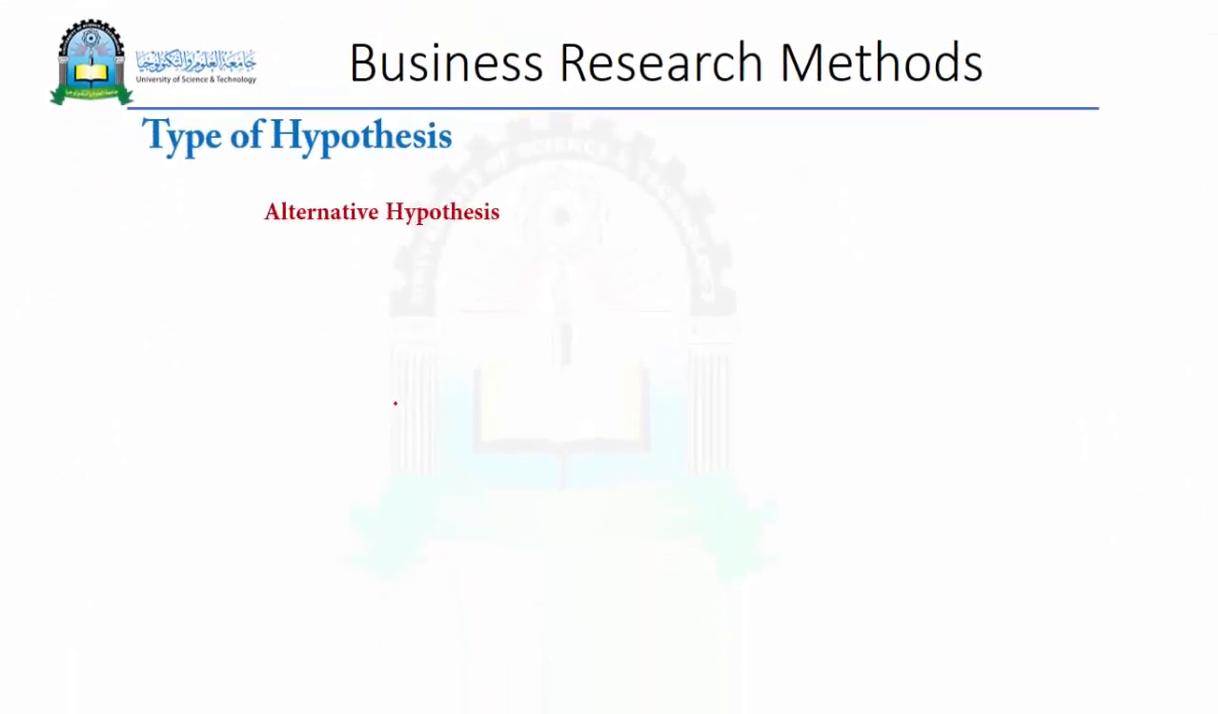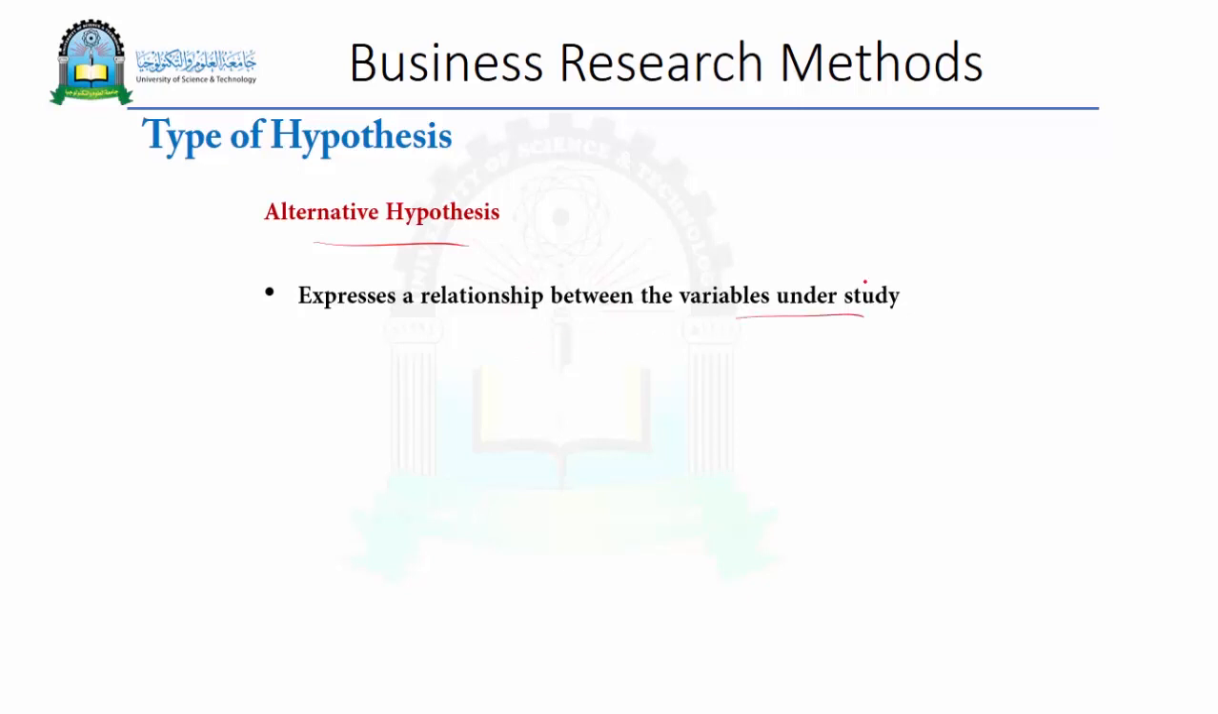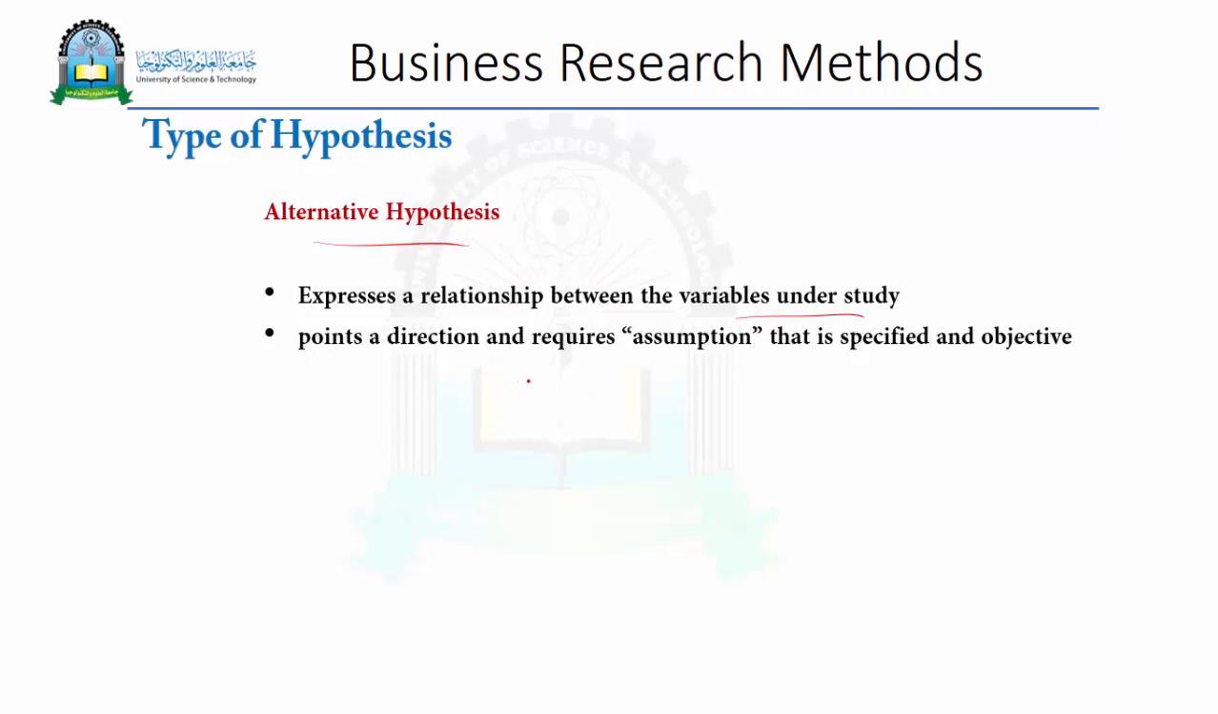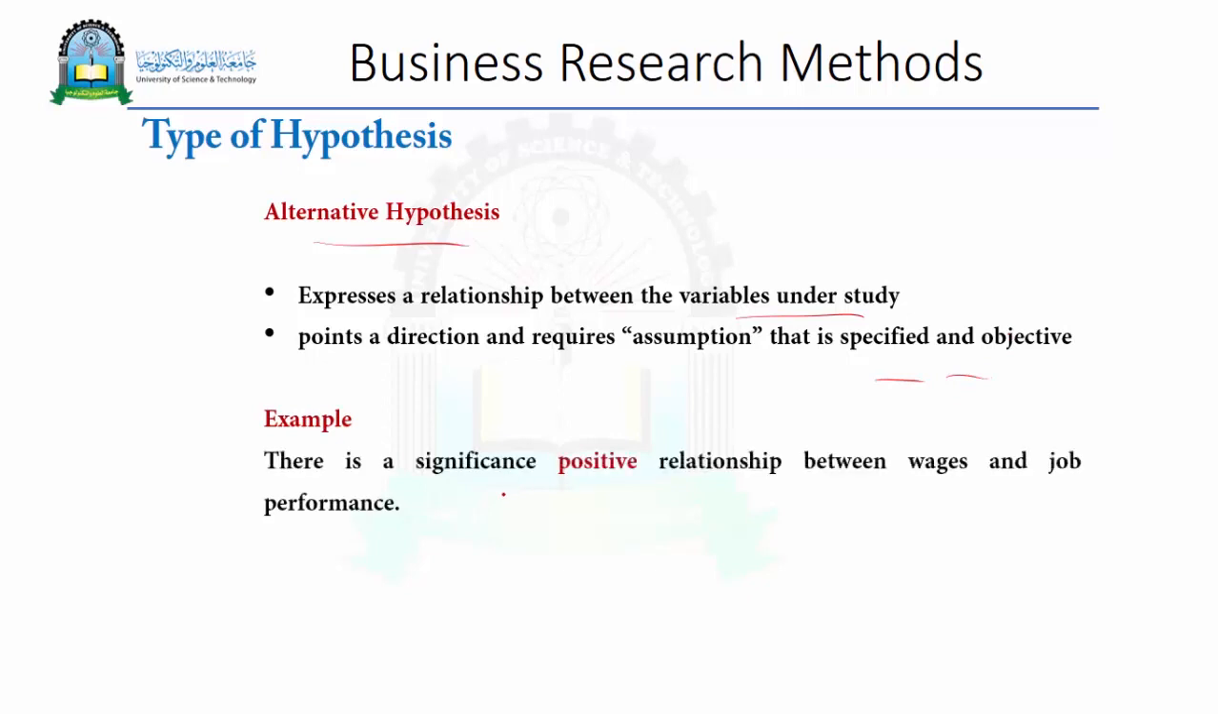The second type is what we call the alternative hypothesis. Here we develop an affirmative type of hypothesis. It expresses the relationship between variables under study positively, points a direction, and requires an assumption that is specified and objective. The example is there is a significant positive relationship between wages and job satisfaction. And here the benefit of the hypothesis is that it can be measured quantitatively.